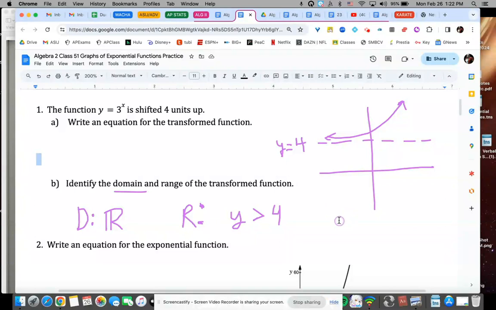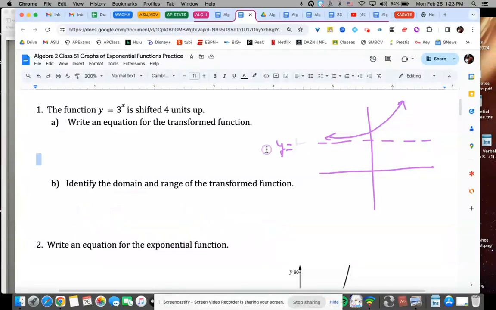Okay, another way I could have written that is I could have done parentheses and then start at 4 and go to positive infinity. That's using interval notation to say the same thing. Okay, so domain and range, there you go.